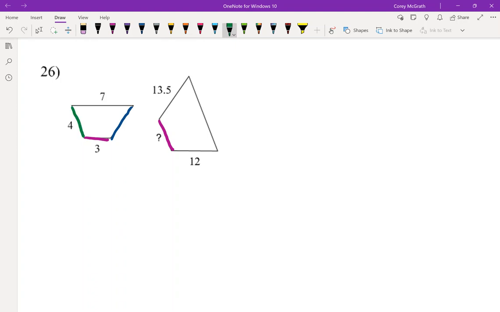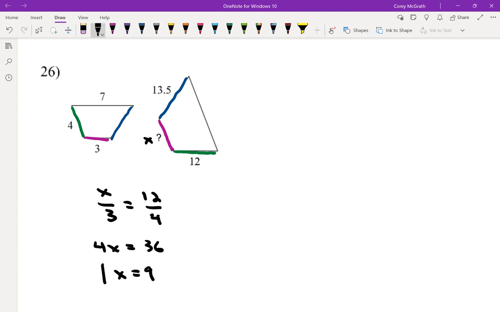Okay, so the trick is which part goes with which part here. Well, from construction, the blue is the long line, so the blue would be the 13.5, and the green would go with the 12. So by calling this X, I would say X goes with 3 as 12 goes to 4. And then I would get 4X is equal to 36. So X is equal to 9. Okay, so that one was reasonable because you could kind of rotate the figure.